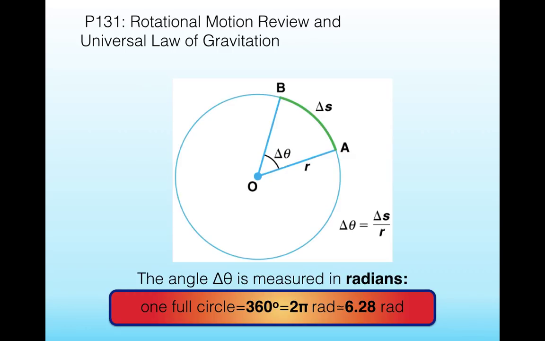Remember that if you move 360 degrees, that's equal to 2 pi radians. And we should be measuring all of our angles in radians in order to have a direct one-to-one comparison between delta theta and delta S.